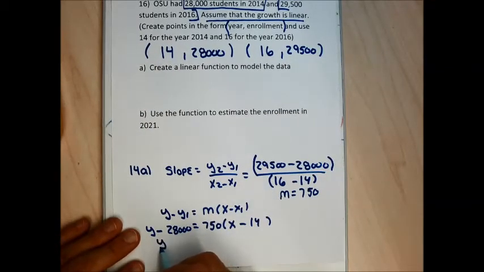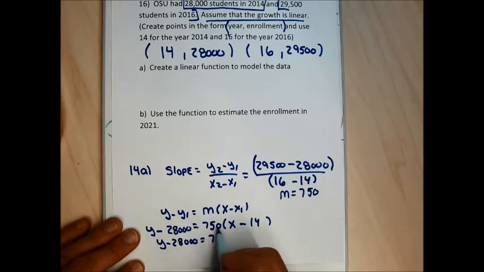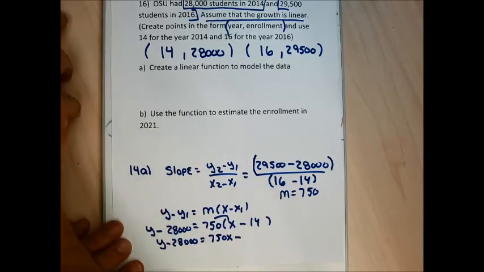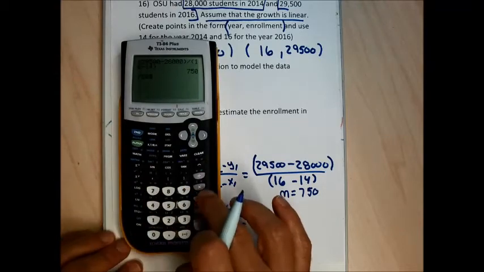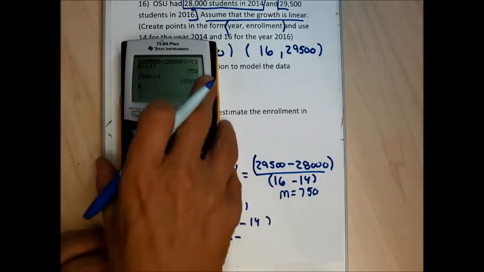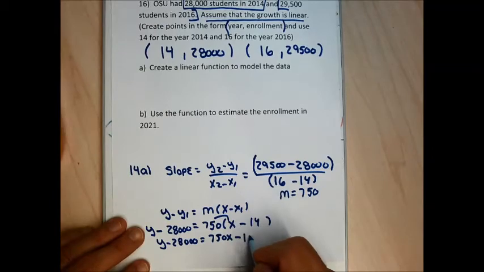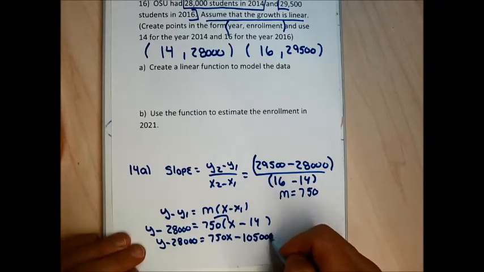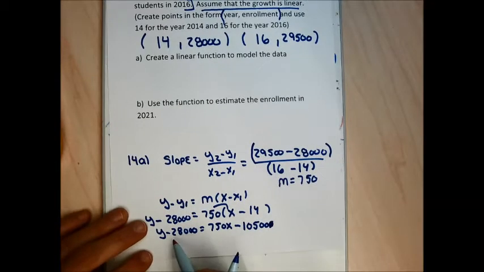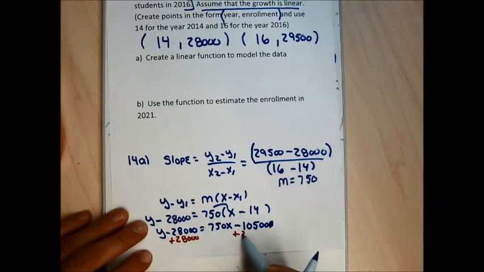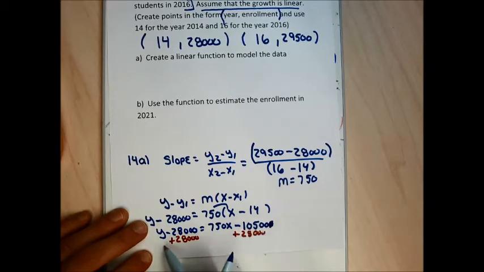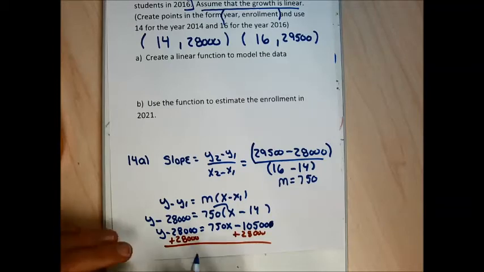I'm going to clear the parentheses and get y minus 28,000 equals 750 times x, which is 750x, minus 750 times 14. And that's going to be minus 10,500. I almost have an equation of a line. I just need to add 28,000 to both sides. On the left side, when I do that, I get the y.